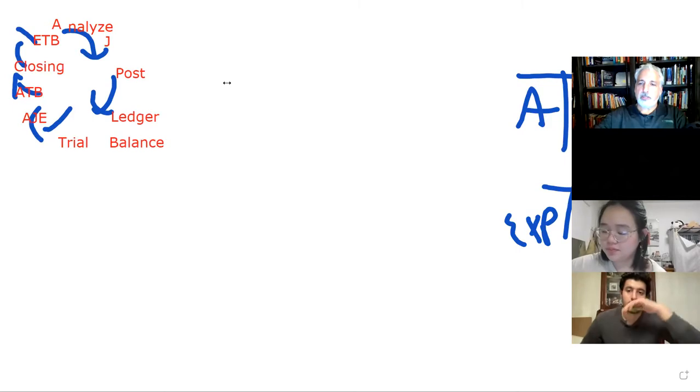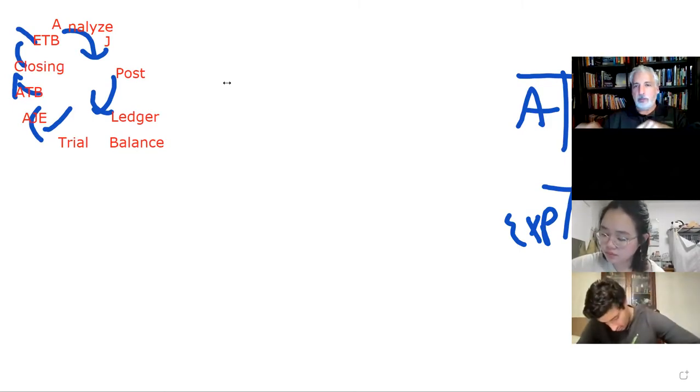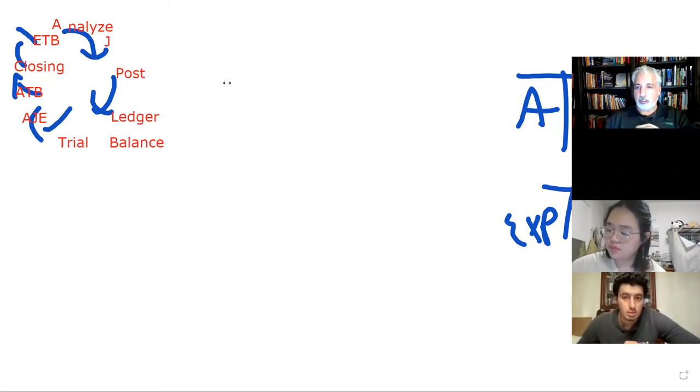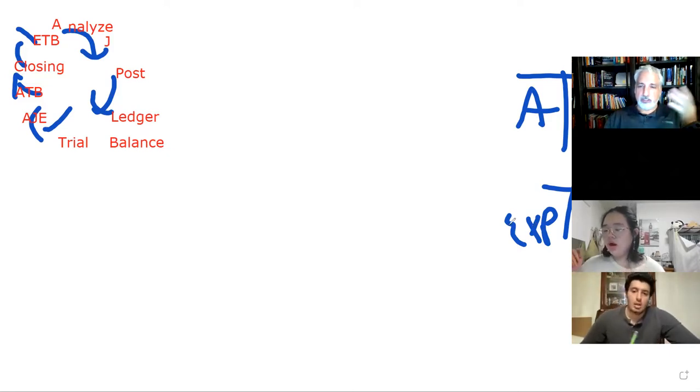Assets and expenses are debited. Liabilities, equity, and revenue are credited normally. I mean, we have that contra asset called accumulated depreciation. We have a contra revenue called returns and allowances, sales discounts. But typically, our assets are debited to increase them, credited to decrease. Our liabilities are credited to increase and debited to decrease. Equity the same, revenue the same, and expenses are like assets. If we debit, they increase. If we credit, they decrease.